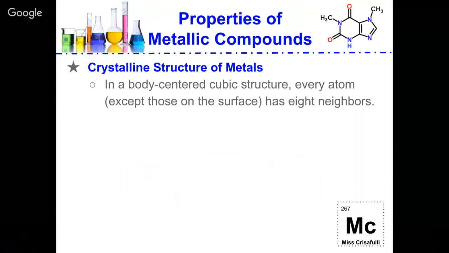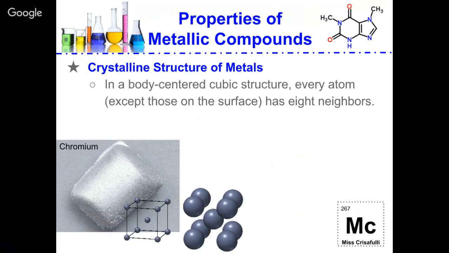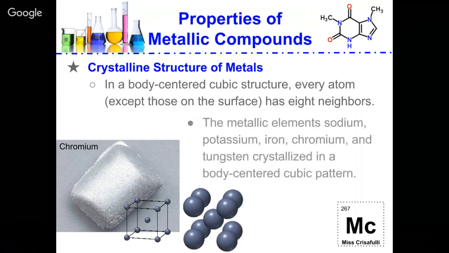And so basically every atom has 8 neighbors around it. So if we were to look at this, we would see that that central atom has 8 atoms around it, 4 on the top and 4 on the bottom. So the metallic elements such as sodium, potassium, iron, chromium, tungsten crystallize in a body-centered cubic pattern. So it's body-centered because you have the one atom in the middle, and then it's cubic because the other ones make a cube around that central atom.